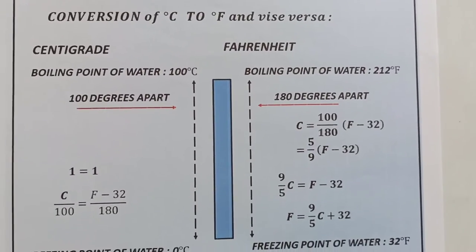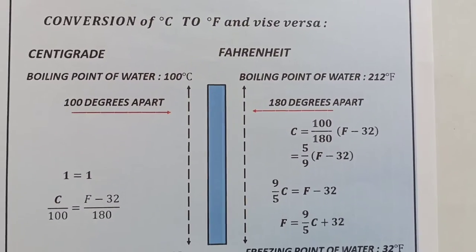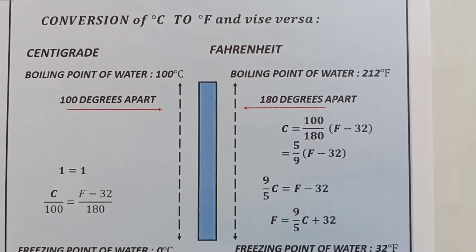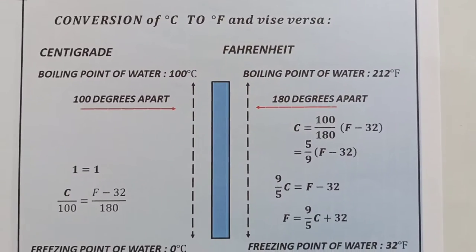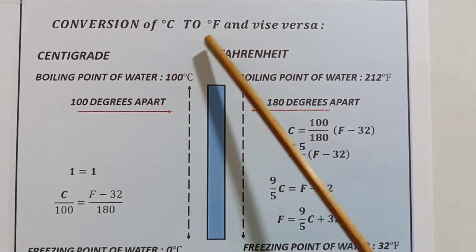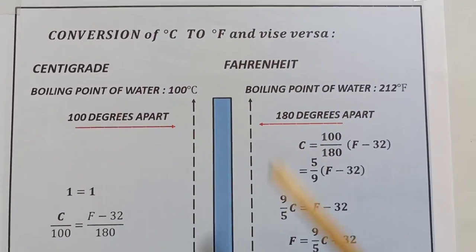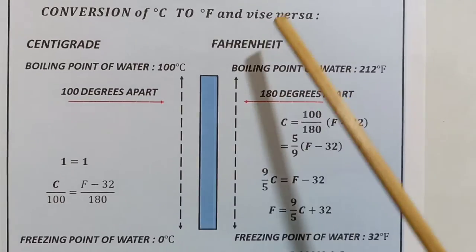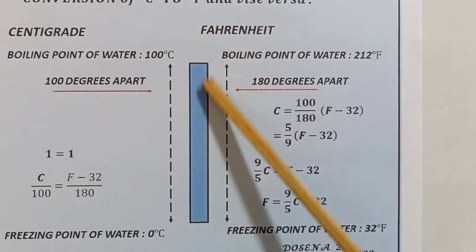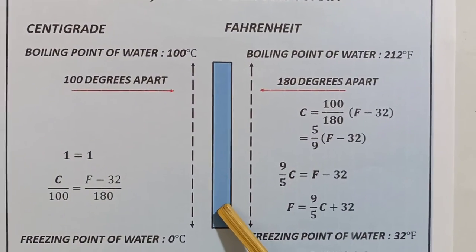Now we're going to discuss a nice and easy way of deriving formulas for the conversion of centigrade to Fahrenheit and vice versa, Fahrenheit to centigrade. We have here a diagram, and imagine that this is our thermometer.